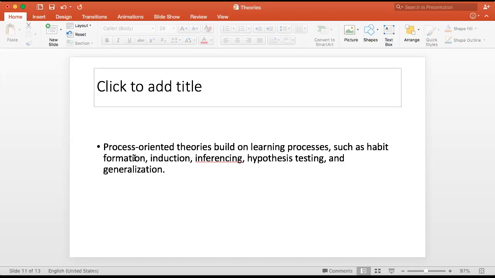Then hypothesis testing is related to research. You are given a hypothesis. For instance, girls are better readers than boys. This is a hypothesis, and you need to test it. So this is hypothesis testing. Generalization is when you find out certain results and then you generalize them.